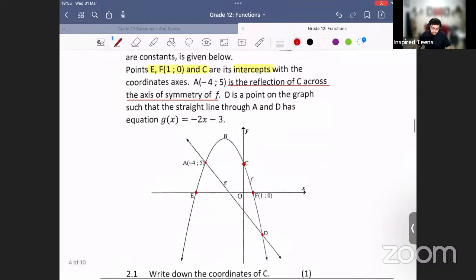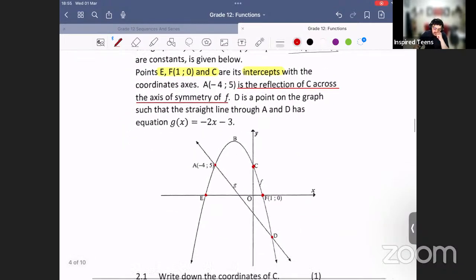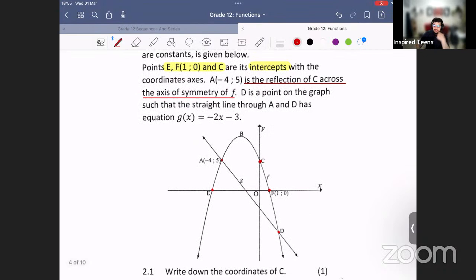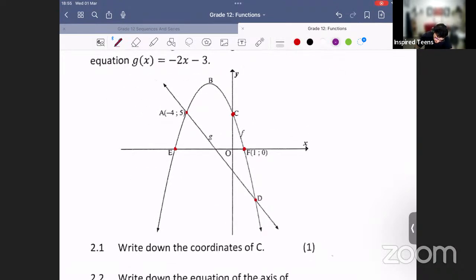So firstly, intercepts done, A done. A is the reflection of C across the axis of symmetry. Firstly, I draw my axis of symmetry. It's something like this, through my turning point.